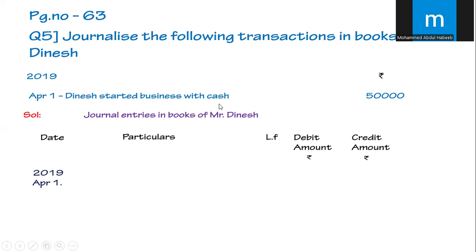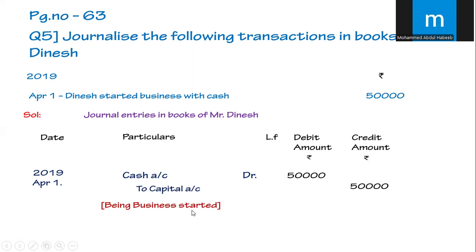So Dinesh has started business with cash 50,000. So cash is coming into the business. So cash will be debited, and here it will be recorded. The investment which has been done by the owners into the business is called capital. In this transaction, money is coming into the business, so cash account debit, cash will be debited, and the investment which has been done into the business, it will be called as capital. So capital will be recorded on credit side, and the narration will be recorded as being business started.